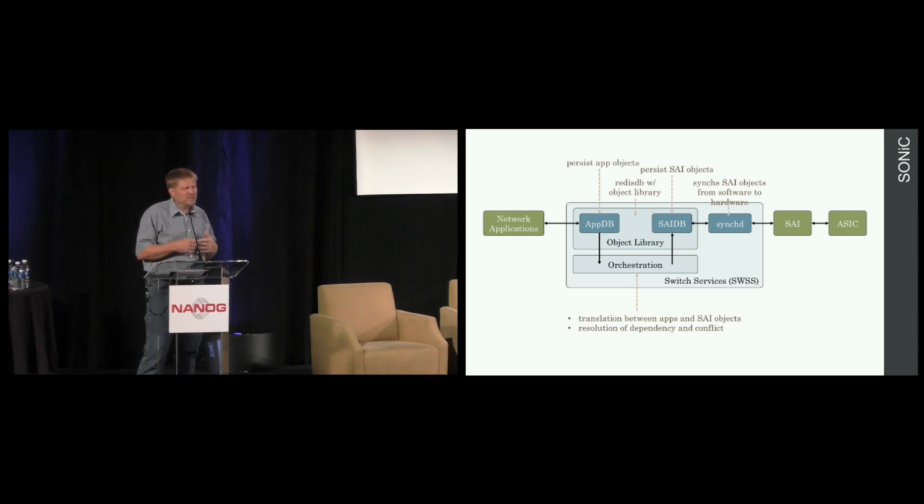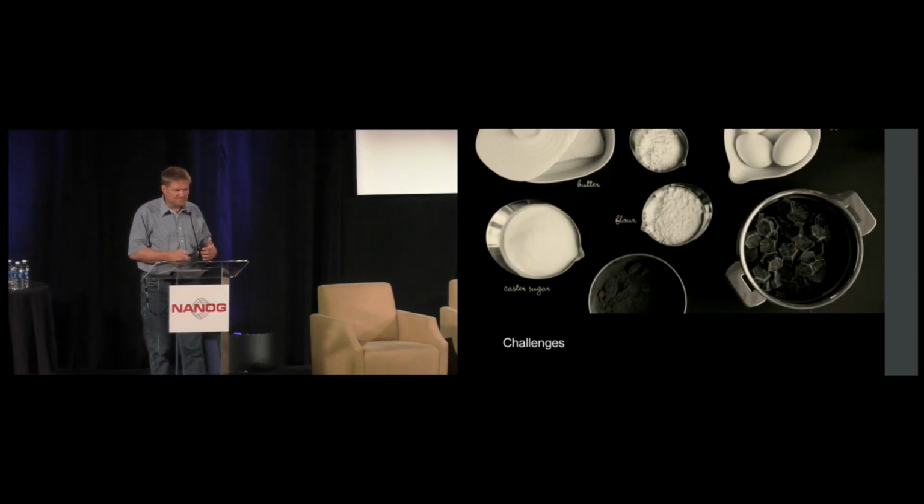Syncd polls or checks SAIDB for route updates and pushes them through SAI down to the ASIC, or through whatever switching module ASIC that you happen to be using. So that's kind of the SONiC layout.